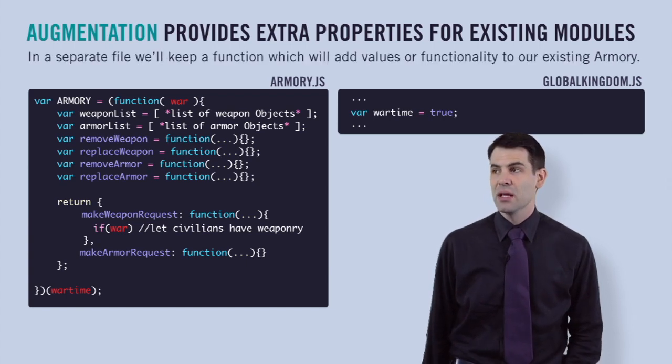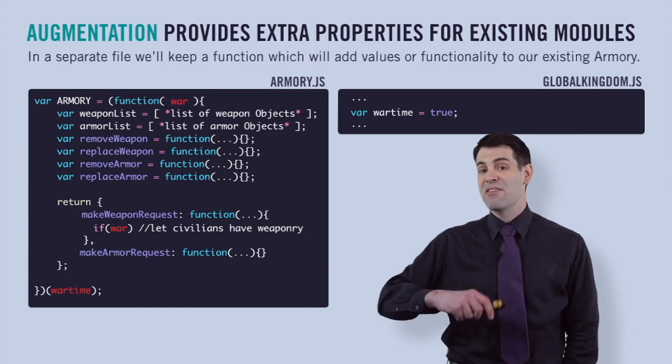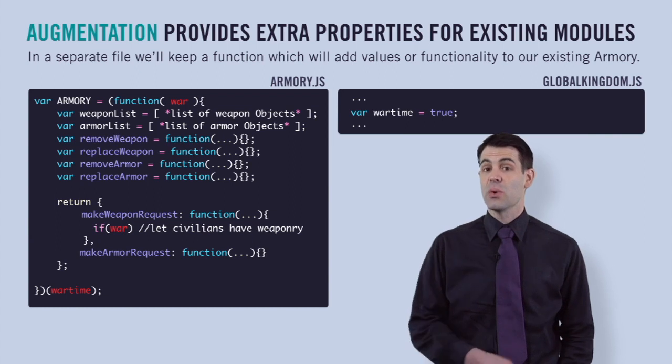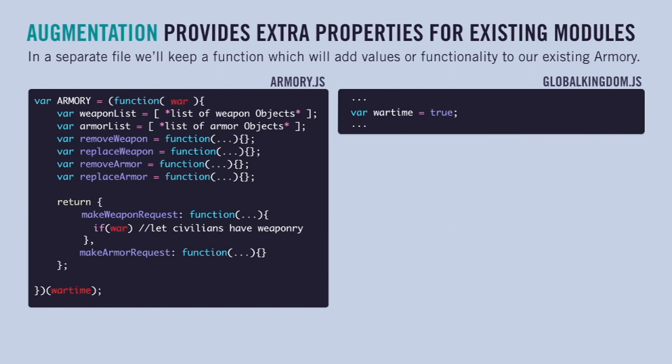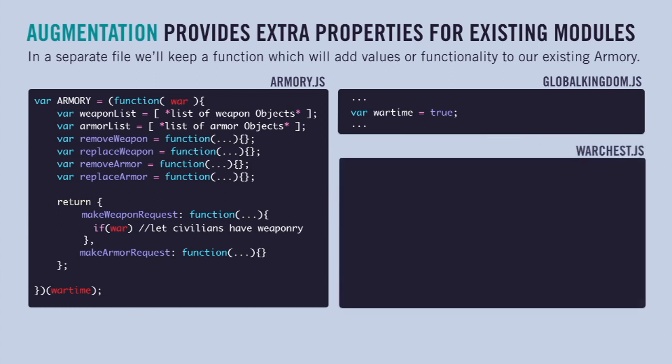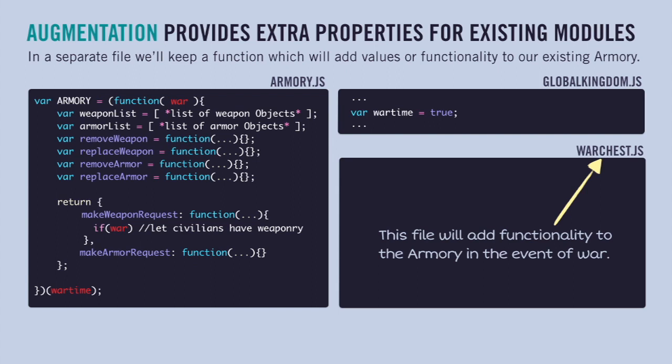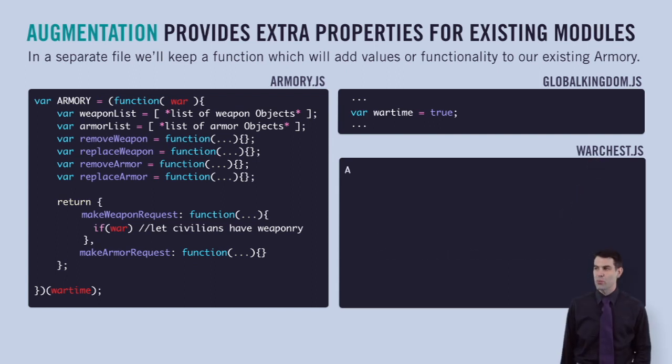In a separate file, we'll keep a function which will add values or functionality to our existing armory. Here we have the warchest.js file. That's going to be our augmenter file. It's going to add functionality to the armory in the event of war. Now, augmentation is almost done like a recreation of the existing namespace.